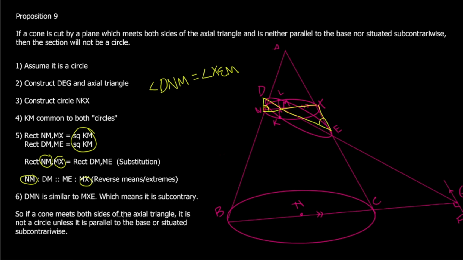So if a cone meets both sides of the axial triangle, if a plane cutting through a cone meets both sides of the axial triangle, the section that it makes is not a circle unless it's parallel to the base or situated subcontrary-wise. So that's QED.